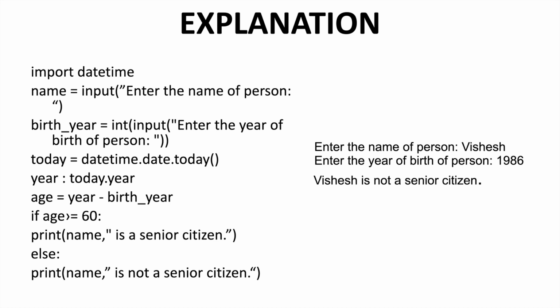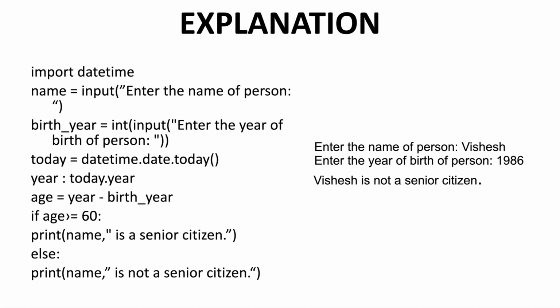Now you are comparing the age using an if statement. If age is greater than or equal to 60, in this case what is the age of Vishesh? It is 37. Is 37 greater than or equal to 60? No, 37 is not greater than 60. That's why it will print the name, and as a statement it will print: Vishesh is not a senior citizen. Suppose my age was greater than 60, it would print that Vishesh is a senior citizen. Here 37 is not greater than 60, that's why it will print Vishesh is not a senior citizen. Very simple program.